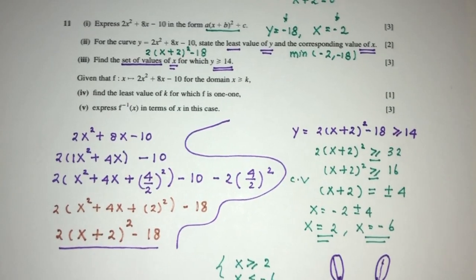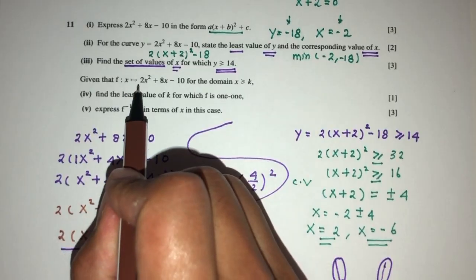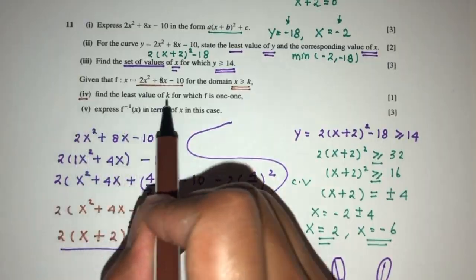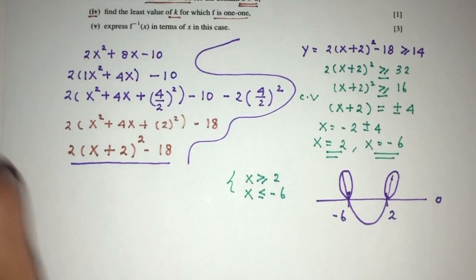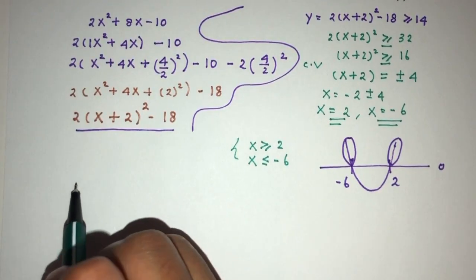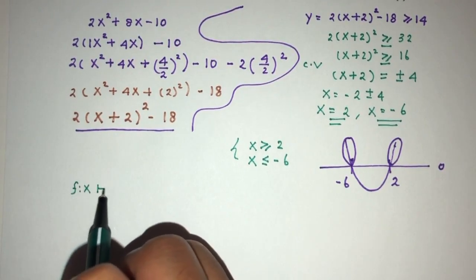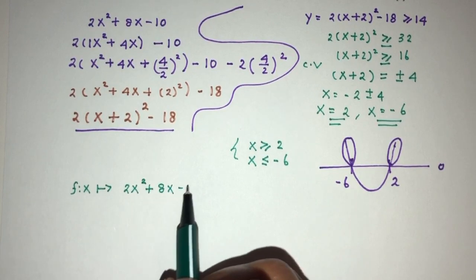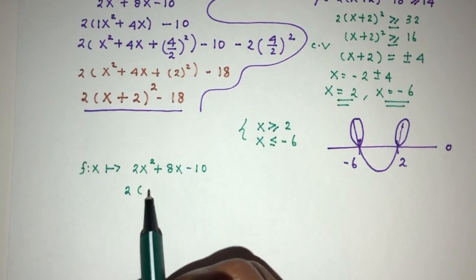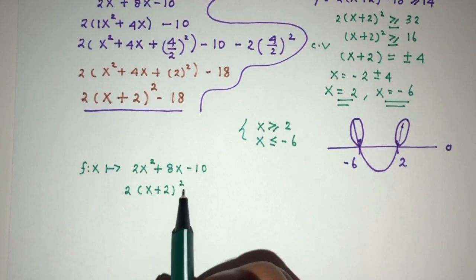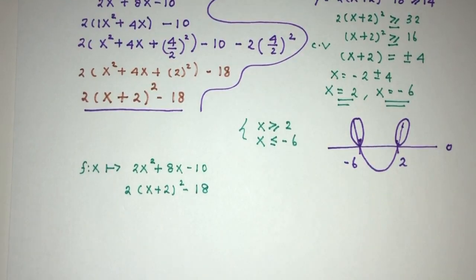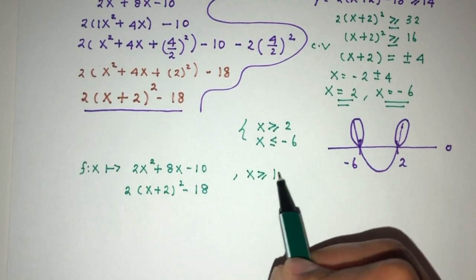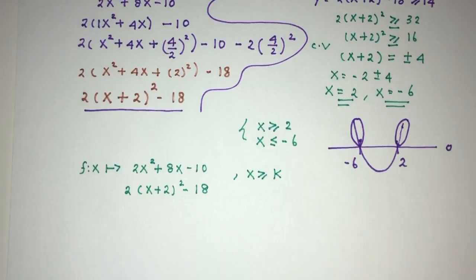Okay, so let's move on to part 4 of the question. Given that f of x is given to you by this, for the domain of this. So find the least value of k for which f is 1 to 1. So pretty easy, let's think about this. f of x is simply the same equation that we have before, which is 2x squared plus 8x minus 10, which was simply 2 times (x plus 2) squared minus 18. Right, this is the same equation that we have before. Now the domain is x is more than or equal to k, for which the function will be defined.